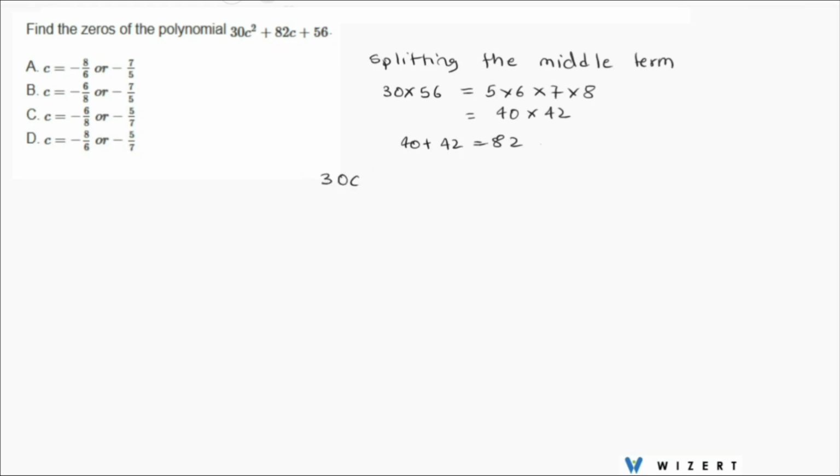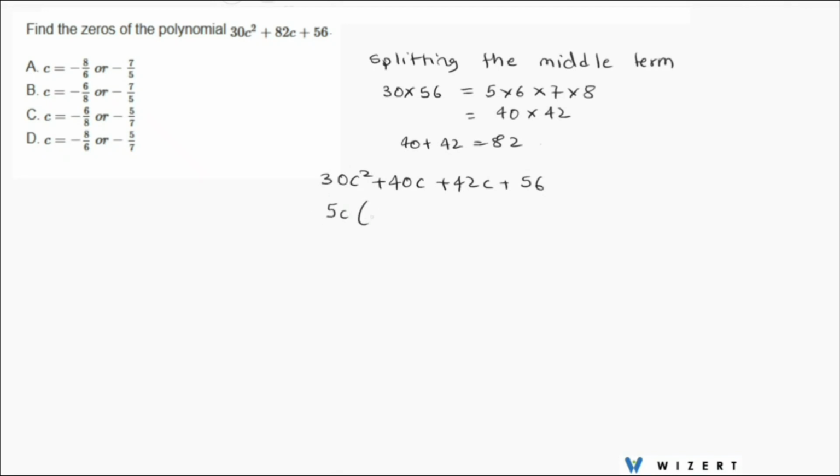So 30c² + 40c + 42c + 56. So we can take 10 common out here, 10c. Okay, so we cannot keep the same numbers inside the bracket for the next two. So I'm going to take 5c common out instead of 10c.